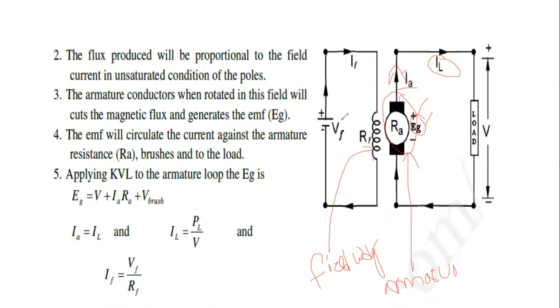When we are giving the voltage VF to that field winding, then automatically the field current IF is produced. When we flow the field current through this field winding, the flux lines will be produced. These flux lines are cut by the armature conductors. Then according to Faraday's laws, whenever the armature conductor cuts the flux lines, an EMF EG is produced.